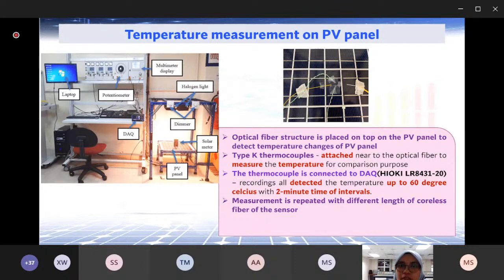The optical fiber structure is placed on top of the PV panel to detect temperature changes of the PV panel. The type K thermocouples, the white and green colored ones, are attached very near to the optical fiber to measure the temperature at that location. The thermocouple is then connected to the DAQ to monitor the temperature, and the result will then show on the optical spectrum analyzer to be analyzed later.